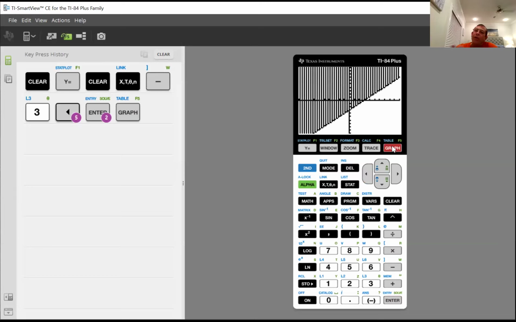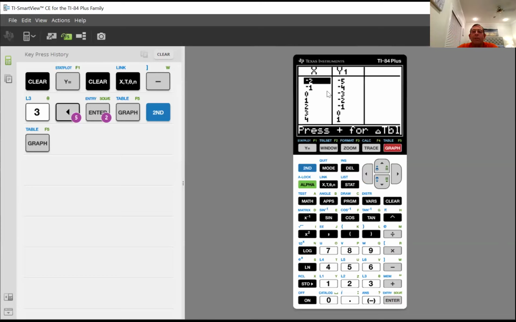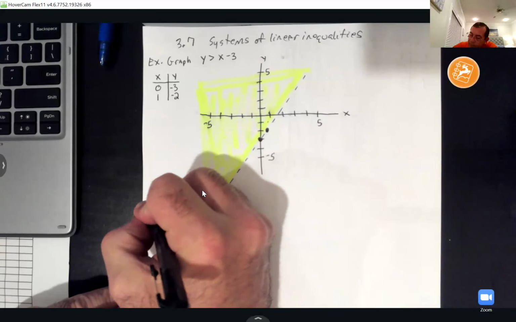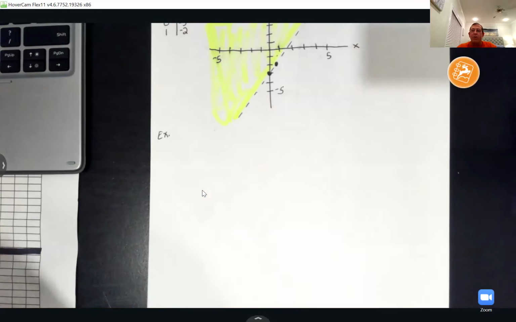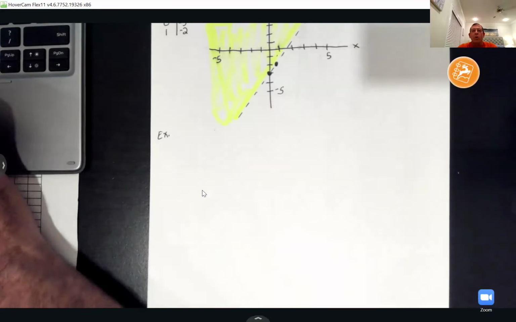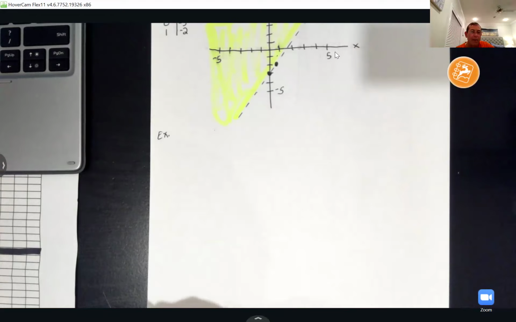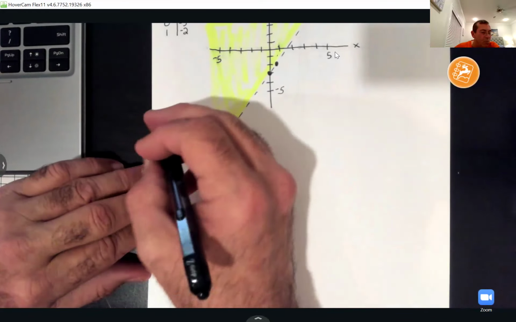Okay, so really the only difference between the calculators is that the CE will do these in color. And y'all, once again, if you want to see your table, second graph. So there's my 0, negative 3. I had 1, negative 2. Any 2 points, plot them and be done. So really almost like your first section we did in 2-1, graphing lines, other than we're shading this stuff now, okay? Now, here's one of the harder ones in this homework.